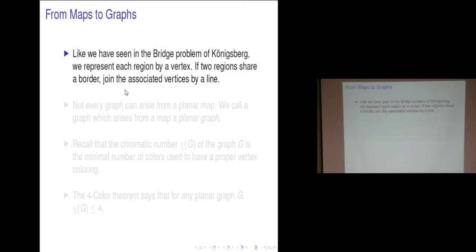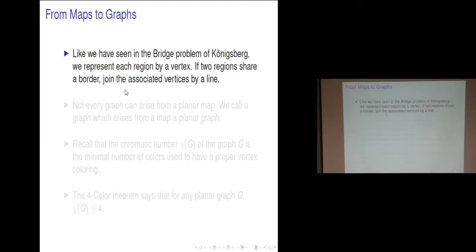Now here, sorry, let me repeat again. Remember in the bridge problem of the 7 bridges in Königsberg, there are several lands connected by bridges, separated by rivers, right? So we want to turn this into a graph. Each piece of land becomes a point, a vertex. The vertices are connected if there's a bridge. So in this case, it's not a simple graph. You may have several bridges linking two vertices. That's what we have done over there.